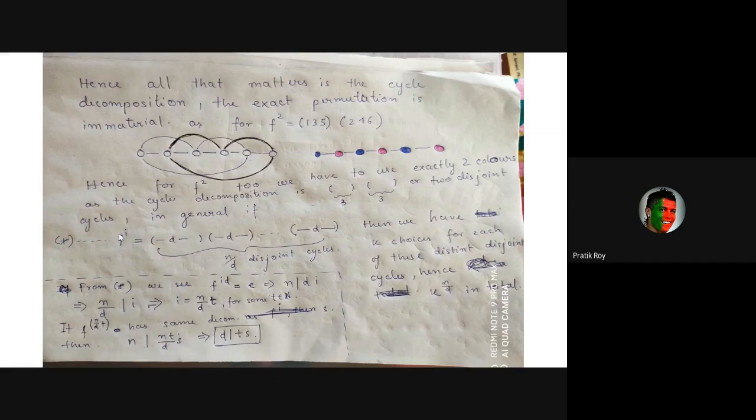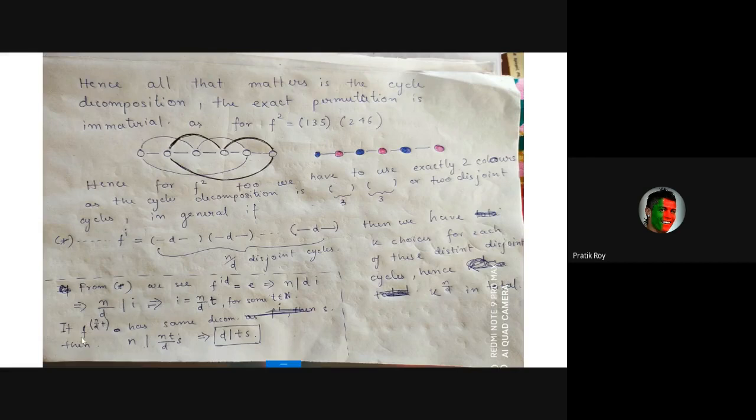Okay, so if our f^i has a certain type of decomposition like this, as I have mentioned here, then I must have (f^i)^d equal to the identity, because each of these cycles has order d. So I must have n divides di, which means that n by d divides i. So i is a multiple of n by d. Now what type of multiple of n by d must i be? Can it be any multiple of n by d? There is a restriction there.